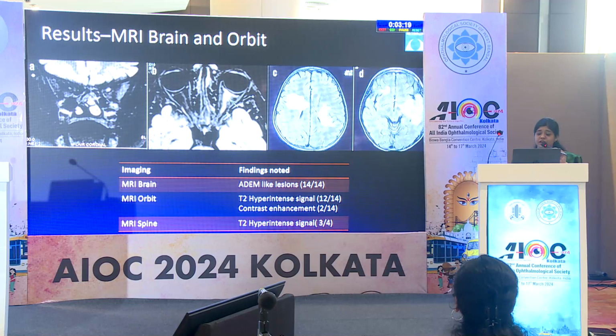MRI brain and orbit was done in all patients, and all patients had ADEM-like lesions. MRI orbit showed T2 signal in 12 out of the 14 patients, and 2 patients had contrast enhancement. MRI spine was done in 4 patients, and 3 of them had T2 hyperintense signal. And this is a classical MRI seen in ADEM patients and optic neuritis in one of our patients.